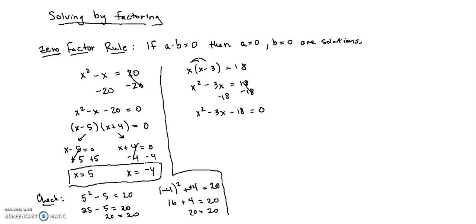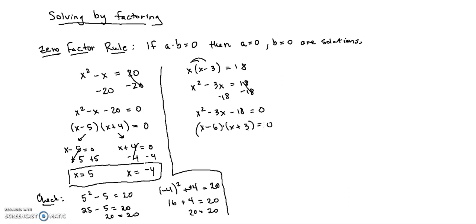Okay, now I'm looking for factors of 18 that would give me 3. So 6 and 3 should work. 6 times 3 is 18. 6 minus 3 is 3. So we want -6 and +3. Let's double check that. They multiply to be -18 and they add to be -3. Okay, so those are the right factors.